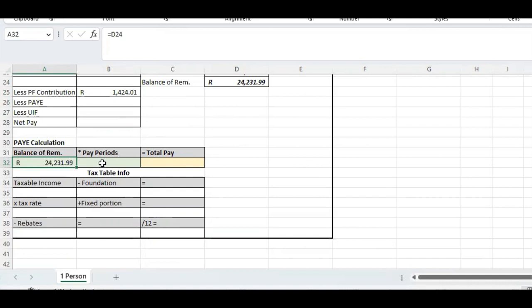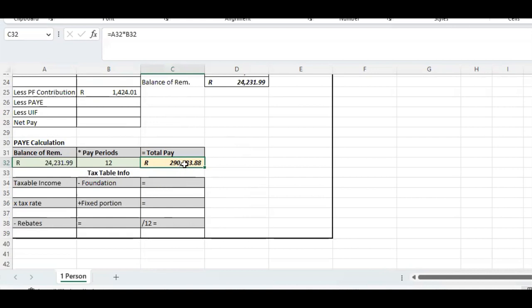Then the next thing we have to ask ourselves is, does he get the 13th check? They specifically told us he is not getting a 13th check, so he has only 12 pay periods. And if we multiply the 12 with the balance of remuneration for his total taxable pay, we get 290,783 Rand that he is earning a month.